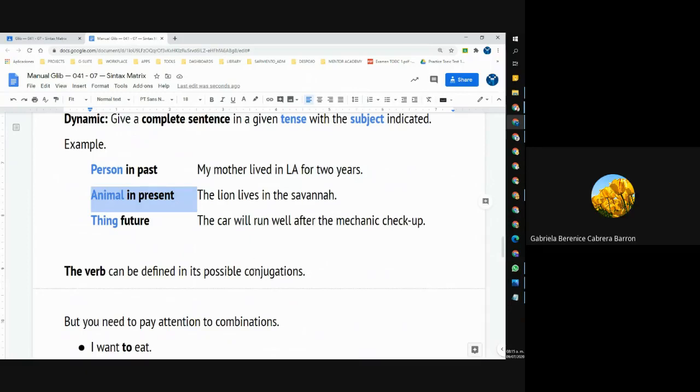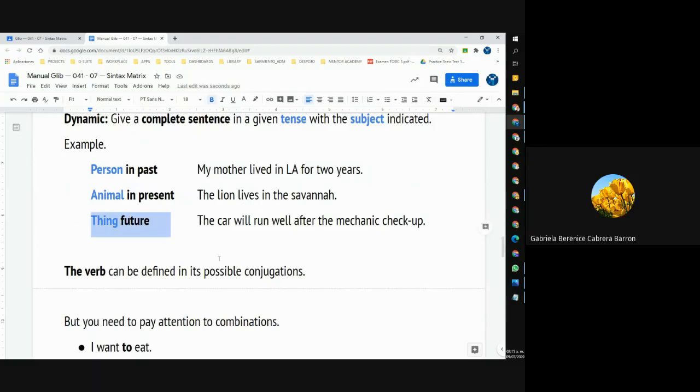The lion lives. Verb plus es. The lion lives in the savannah. Very good. Then thing or object in future.